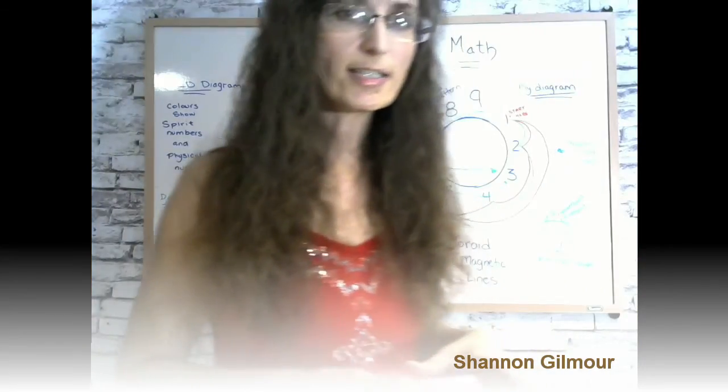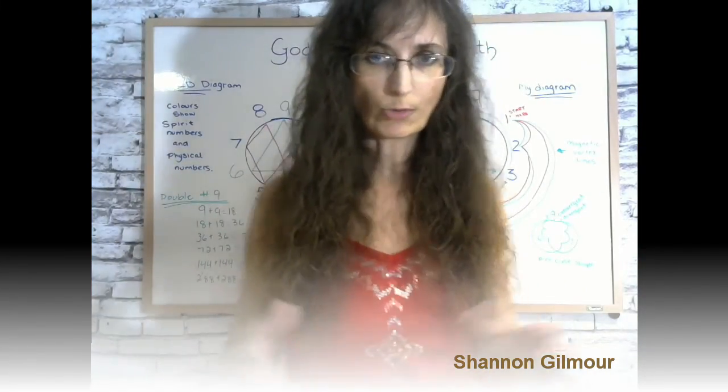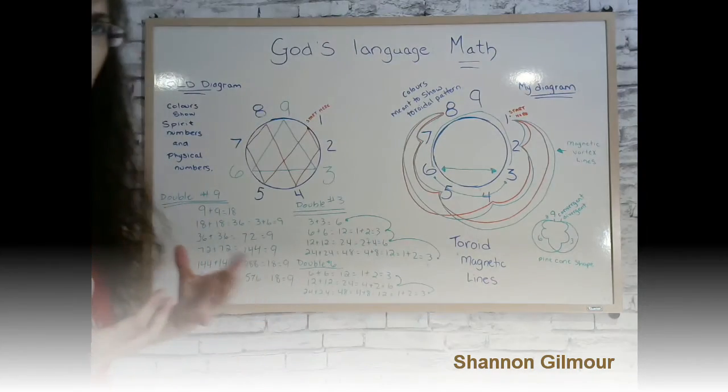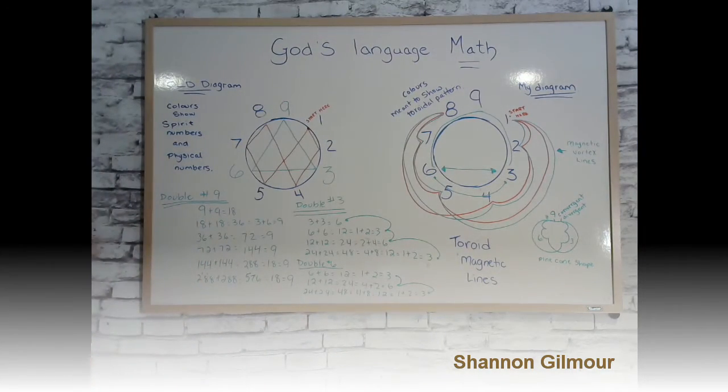So I'm just going to step out of the way for a moment, and I'm going to let you see this diagram for yourself, that there is a circular pattern. And if we were to draw a circle and place all these numbers, 1 to 9, along the edge of the circle, we would get this pattern that you see here that is labeled old diagram.